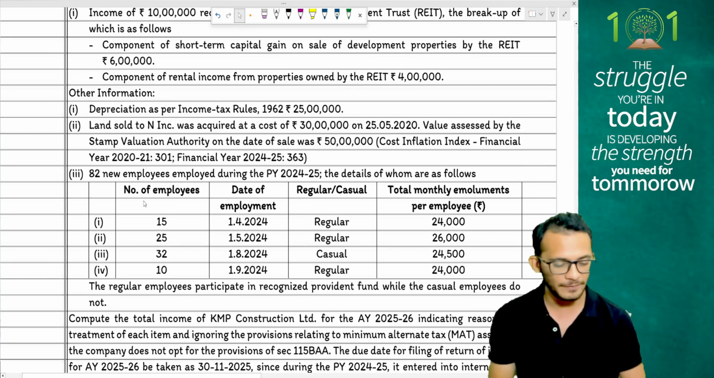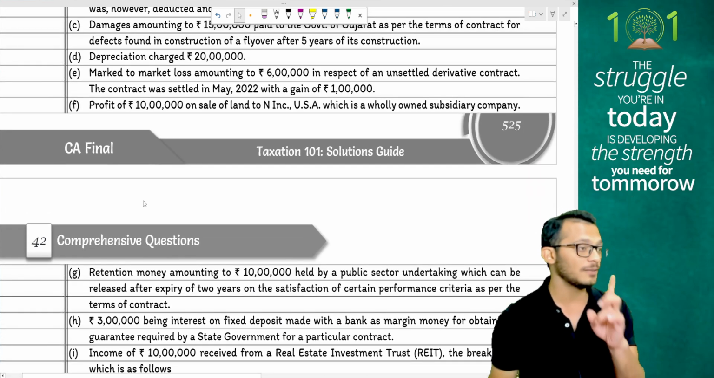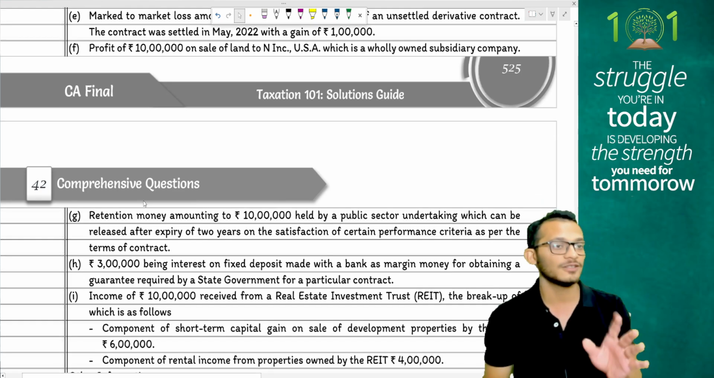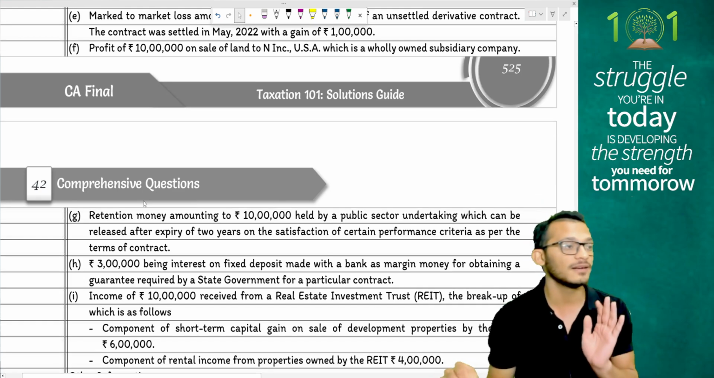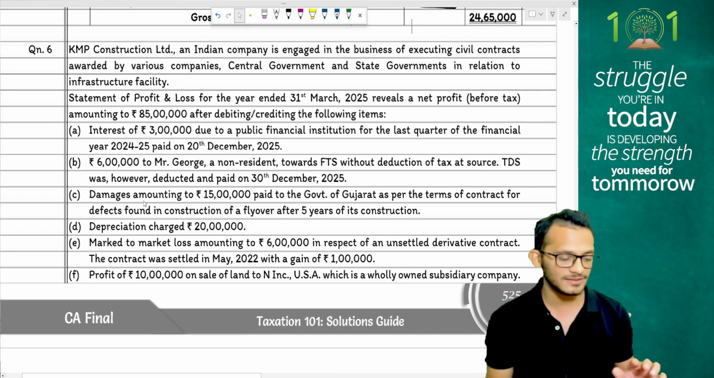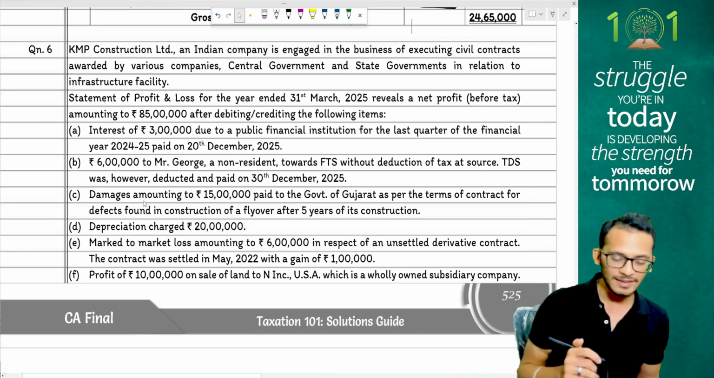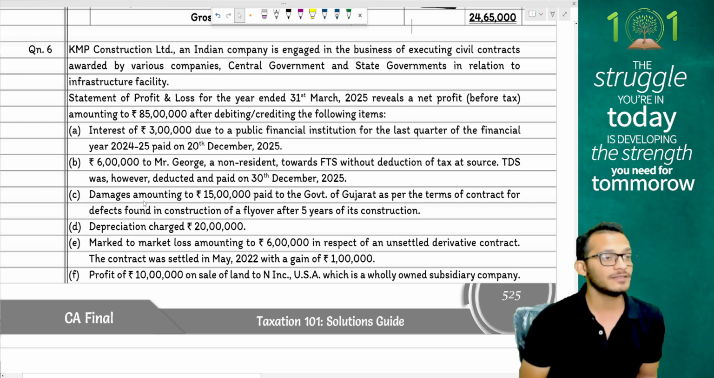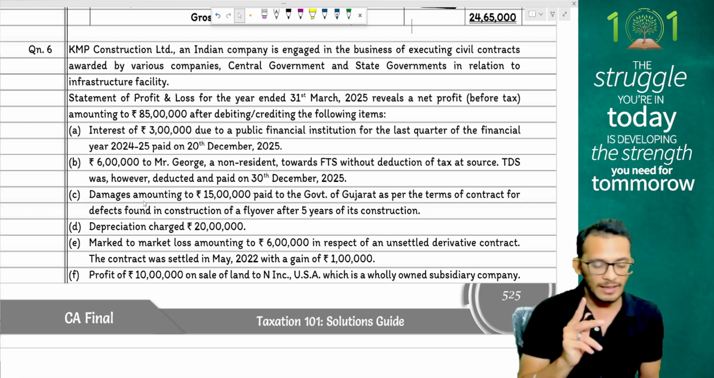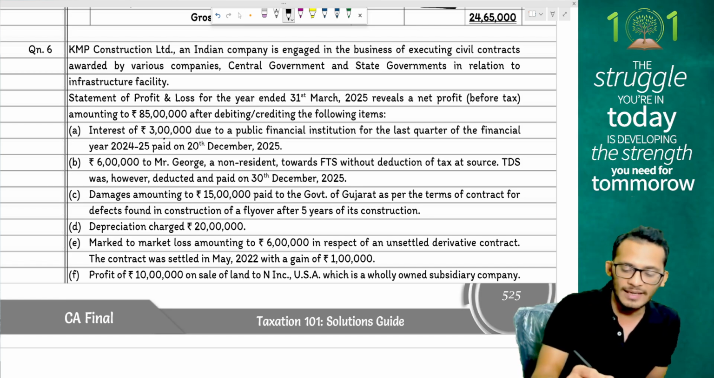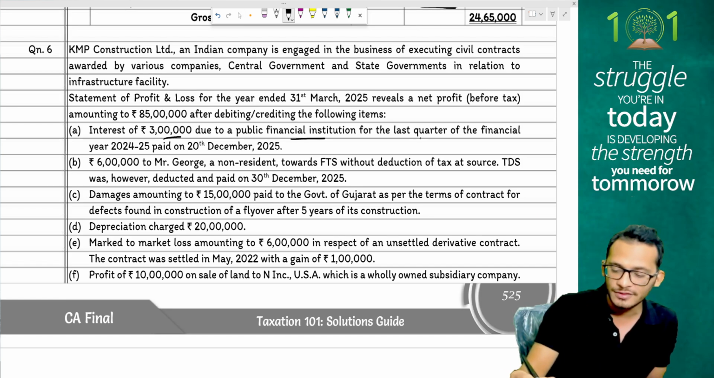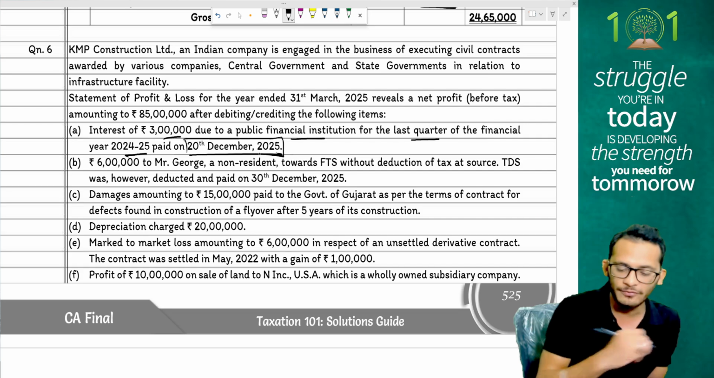Keeping that thought in mind, people, this is the first question I picked from MTP. A beautiful question. For the first time, ICAI picked and prepared an MTP related question. Let's see what kind of complications come in the question. Question says, statement of P&L is 95 lakh rupees. Following adjustments have been made in the P&L. Adjustment number 1 says an interest of 3 lakh rupees due to public financial institutions for the last quarter of the financial statement is paid on 20th December 2025.